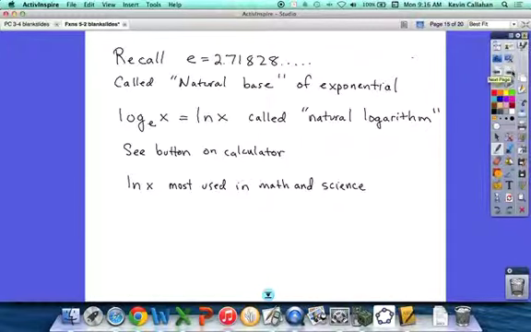Okay, now remember e. We've dealt with e already today in the homework. e is called the natural base of an exponential, but we also have logarithms which have a base of e, right? Log base e of x. And if it is log base e, you don't write log base e, you write ln. ln means natural logarithm. If e is the natural base, ln is the natural logarithm.